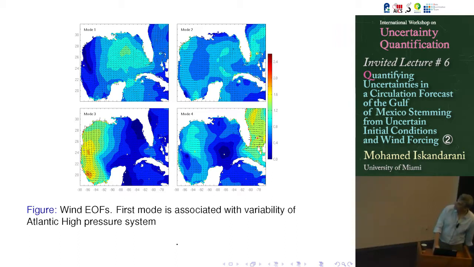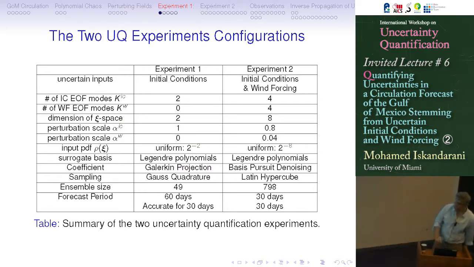And the wind perturbations here are the first 4 modes, and they're mostly associated with variability of the Atlantic high pressure system. You either have winds coming from the northeast, northwest, or southeast. All right. So these are the 2 UQ experiments that we're going to perform. I'm going to talk about today's.